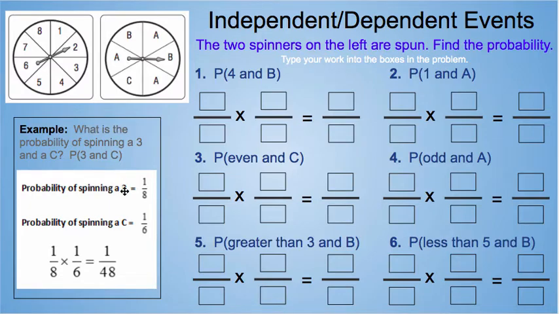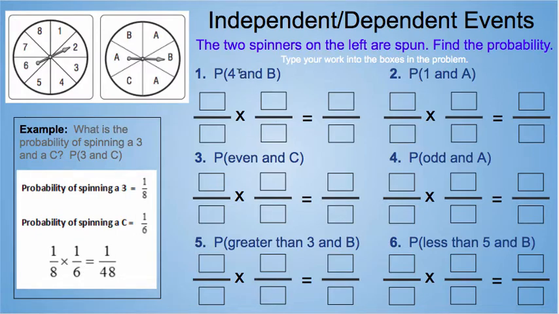So what's the probability of spinning a 3? Well, on our spinner, there's one 3 out of 8 total possibilities. So a 1 out of 8 chance. The probability of spinning a C, well, there's 1 C out of 6 possibilities, so 1 out of 6. And then to find the probability of both of those things happening, we do 1/8 times 1/6 equals 1/48.